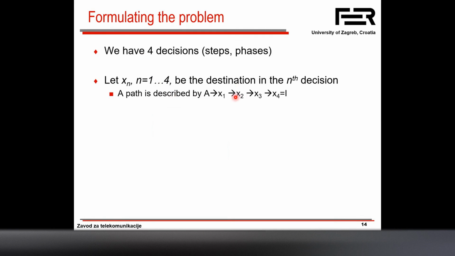Then from there, I have to decide where I'm going to go next. That's going to be x2, x3, and then our final decision will always be, so we have already defined our final state or final destination. So an example path would be to go from A, C, F, H to I, in which case x1 is C, x2 is F, and so on.